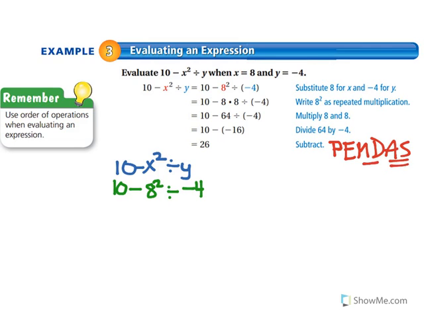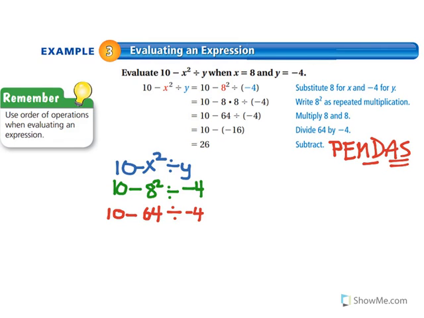So we're first going to look to see, are there any parentheses, which there is not. Then we have to decide, are there any exponents, which there is. We have our 10 minus 8 squared, and 8 squared is 64. And then divided by -4. And now we can do our next step.